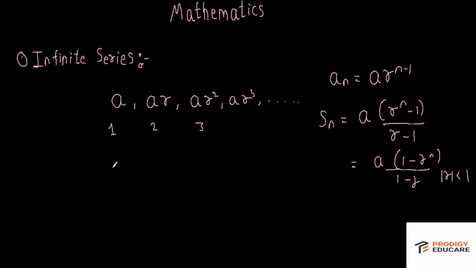Now, whenever my mod R is less than 1, I can say each successive term's value will keep on decreasing. For example, if I have the first term as 1 and my common ratio is half, like A is equal to 1 and R is equal to half, in that case, my series will become 1, then I'll have half, then 1 by 4, then 1 by 8, and so on. So you can see that each successive term is decreasing.